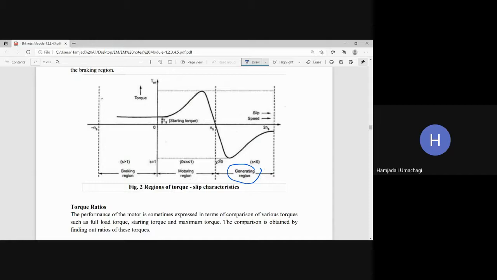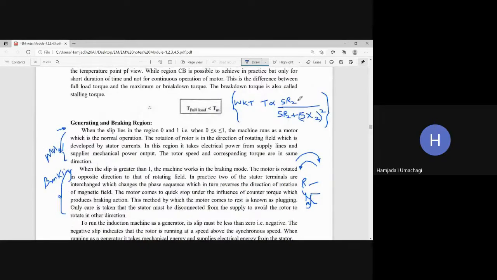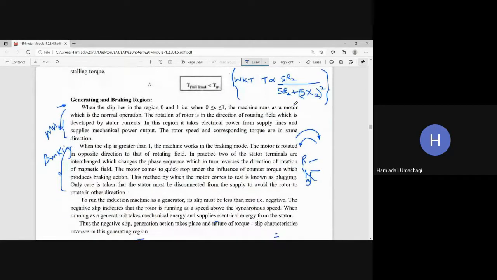For the slip s equal to 0 to 1, it is the motoring region. For the slip s equal to 1 to greater than 1, it is the braking region, where the motor will stop running. Here the induction machine is made to act as a motor, and here as a generator. So you should draw this graph first, then write the equation for the torque, and using this torque equation explain all three paragraphs: motor operation, braking operation, and generator operation.